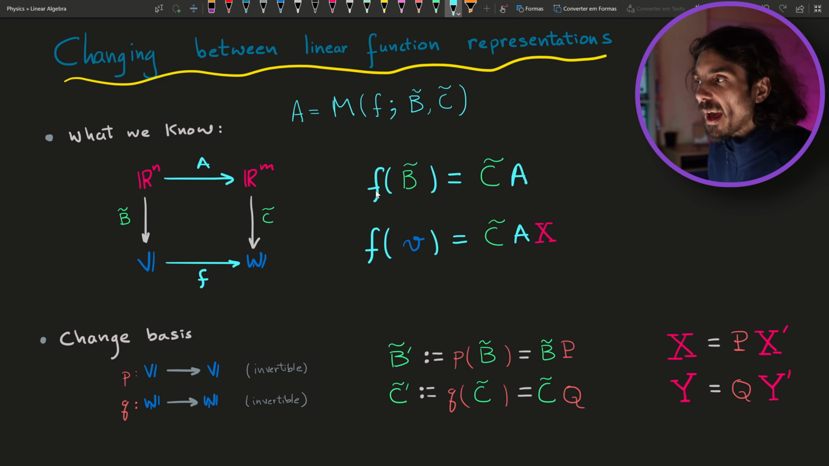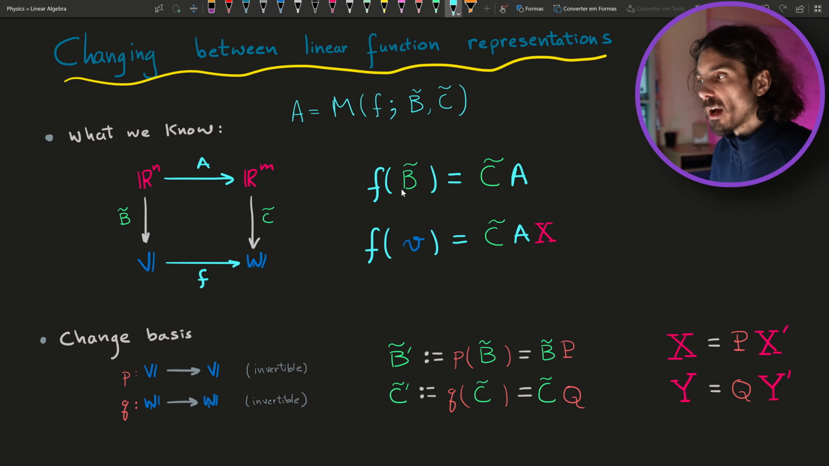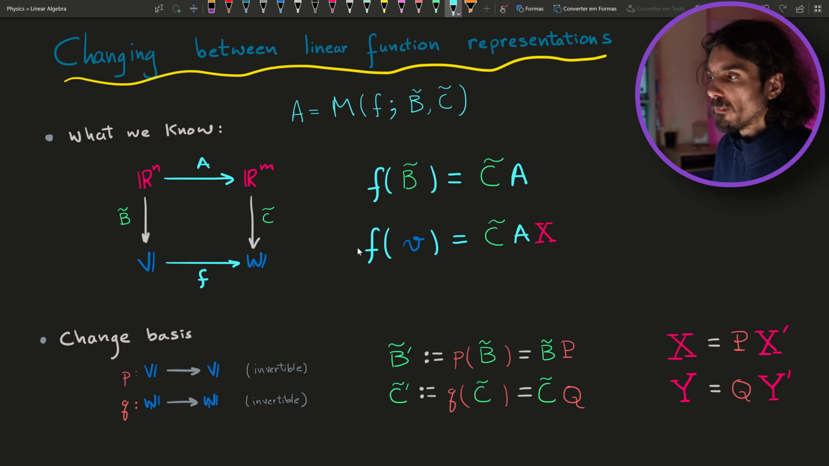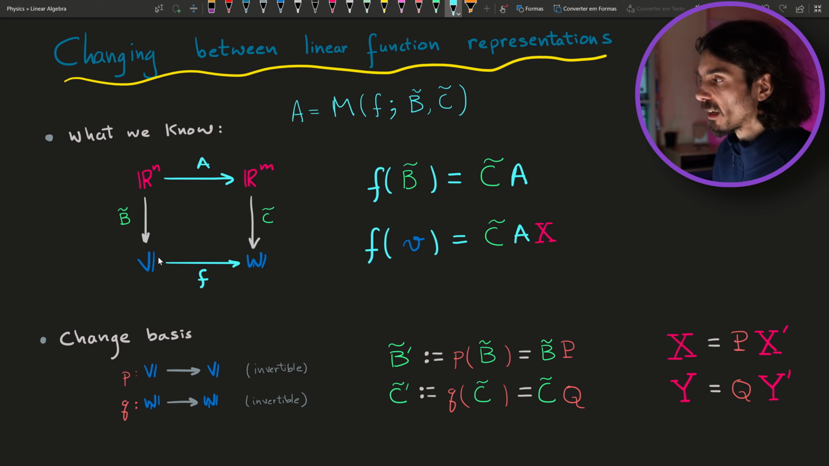Now, if I know how f acts on the basis elements, I know how it acts on any vector of V. In particular, if you have v belonging to the vector space V, f of that is written like this: c tilde A times x, where x, remember from the previous lecture, is the representation of v with respect to b. So we have the problem to solve: to compute this x and then do this calculation.